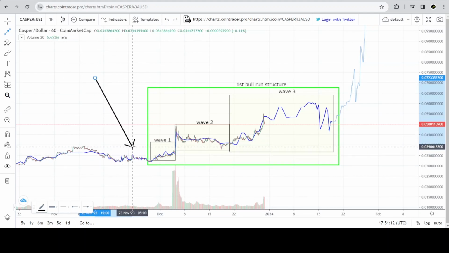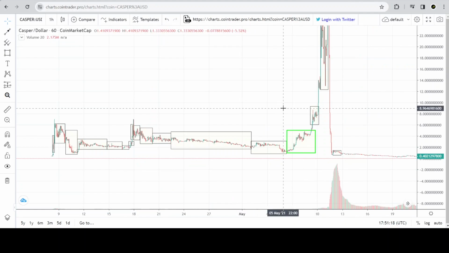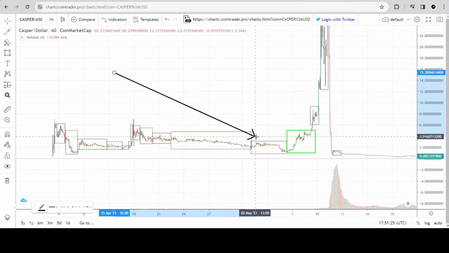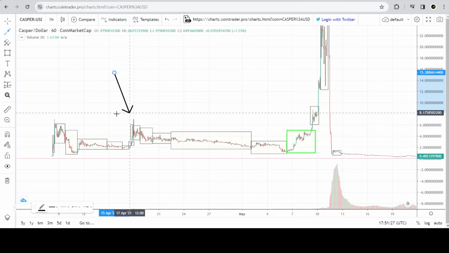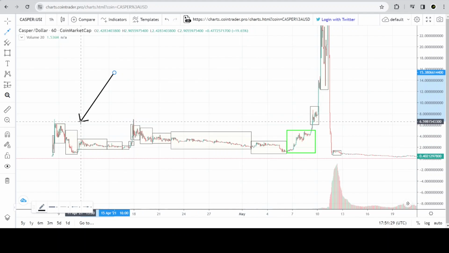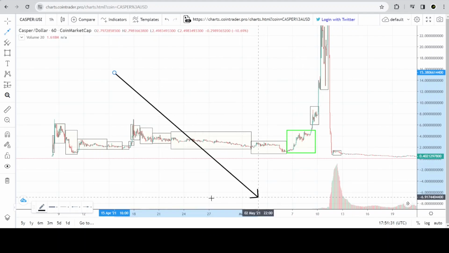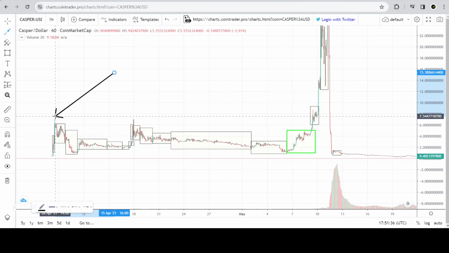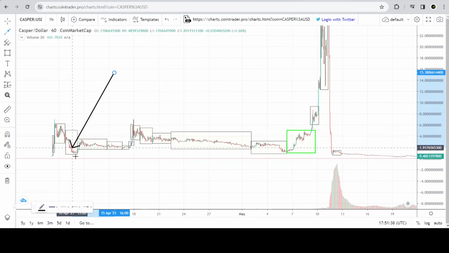Now, Casper has a repetitive macro structure. I'm pulling these fractals from way back at the very beginning of the Casper chart over here. So these boxes represent the different fractals that Casper has. Casper has a repetitive macro structure that repeated twice in the very beginning. So it starts with a bull run here. Yes, Casper has had a bull run. It goes into a decline.